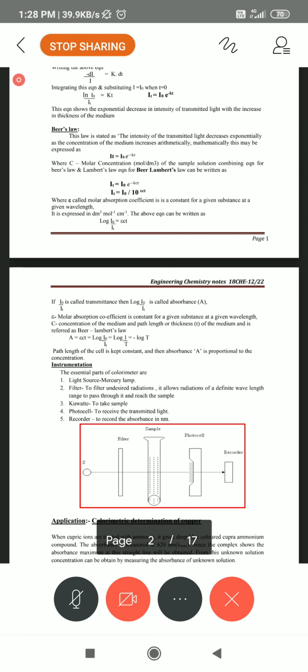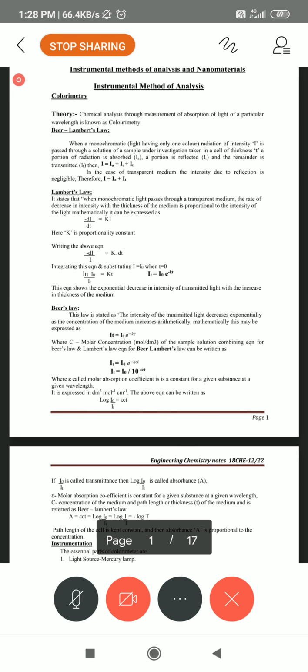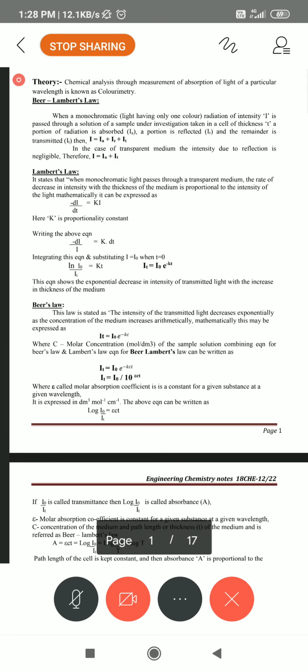Before going to this assessment, we first discuss the two laws. One is Beer's law and another one is Lambert's law. In Beer's law, it is expressed as I is equal to, where I means the intensity of light radiation.